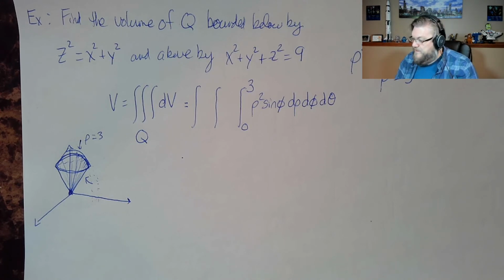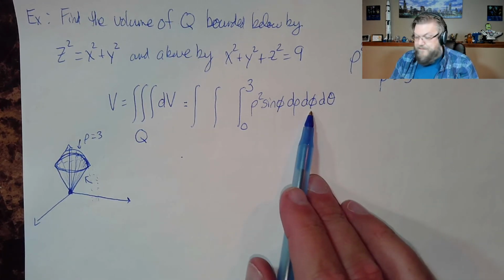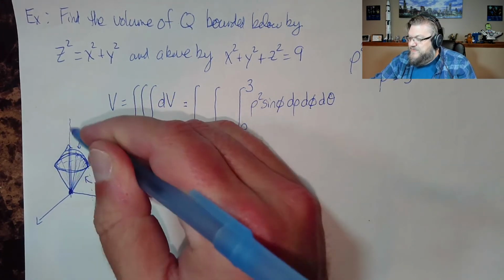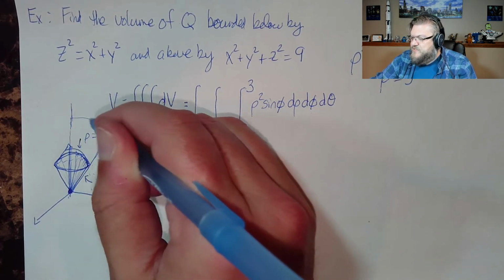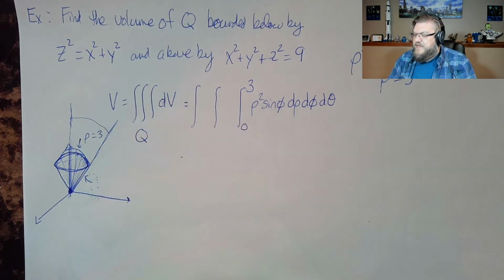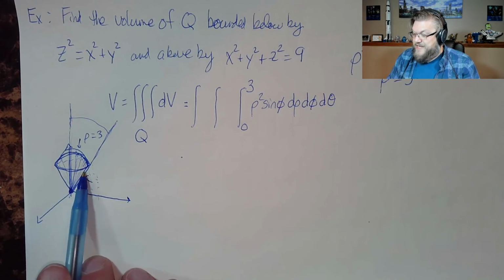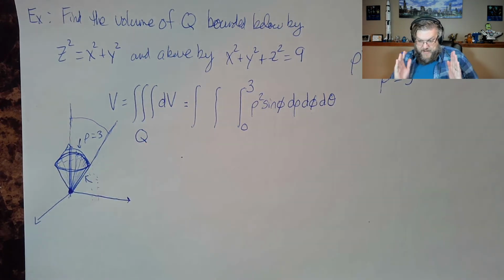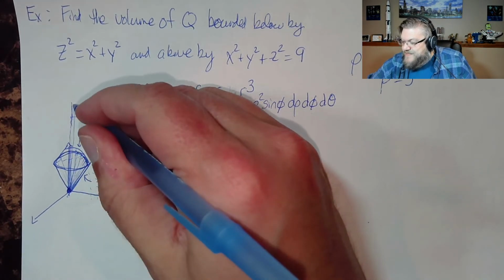Now, secondly, I need to come up with phi. Phi, remember, is the angle that this cone makes with the z-axis. So I'm looking for this angle here. That's going to come into play when I think about how this cone intersects with this sphere. That's what makes that angle. It's where that spherical top intersects with that cone, and it makes that angle right there.